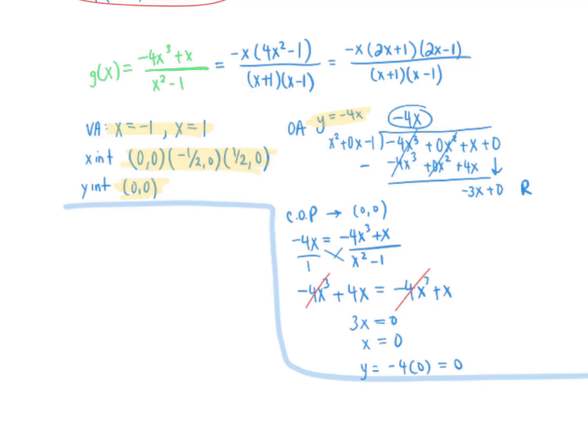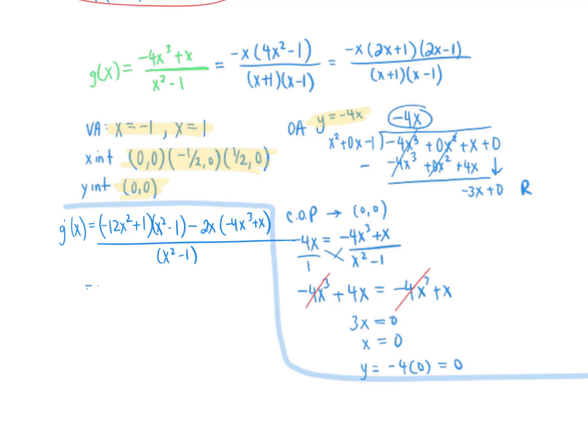All right, let's get into that first derivative. So g prime of x is going to be the derivative of the numerator, so negative 12x squared plus 1, times the denominator, minus the derivative of the denominator, which is 2x, times the numerator, all over the denominator squared. Now I'm going to expand and simplify here because there's no GCF that I notice that I could cancel out to make my life easier.